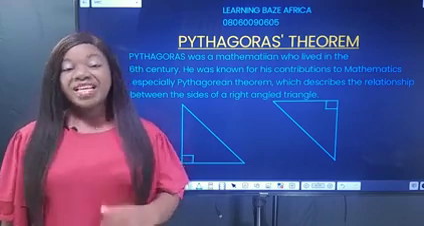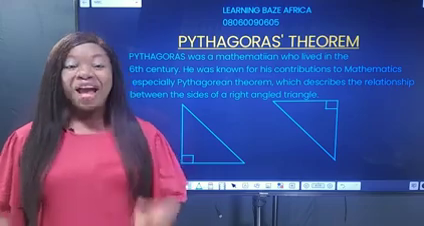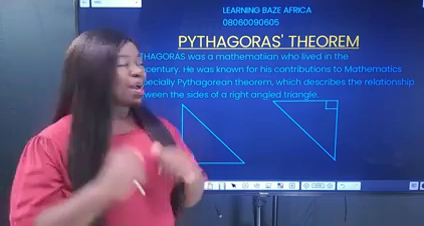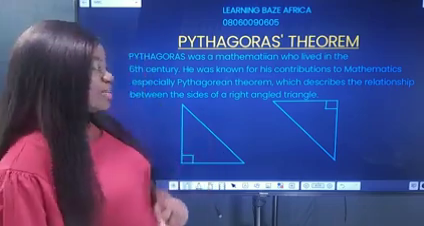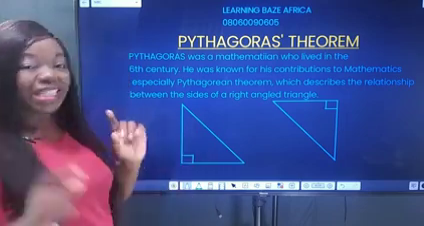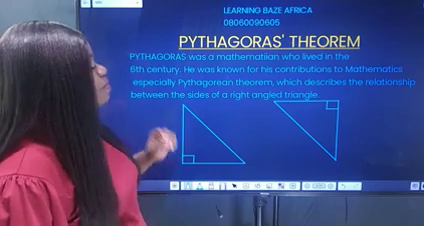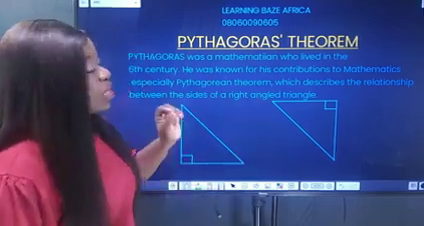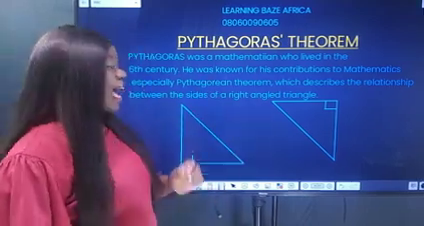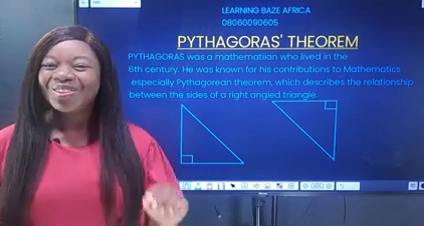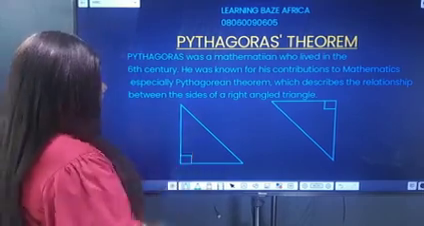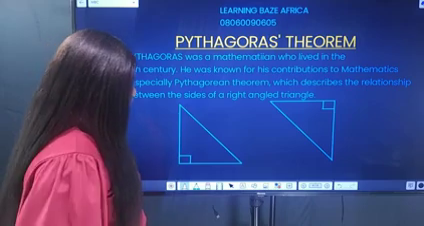Now in this lesson you'll be learning Pythagoras theorem. Have you heard that before? So who is Pythagoras? Pythagoras was a mathematician who lived in the 6th century. He was known for his contributions to mathematics, especially the Pythagorean theorem, which describes the relationship between the sides of a right-angled triangle. You can see that what I have here is a right-angled triangle.